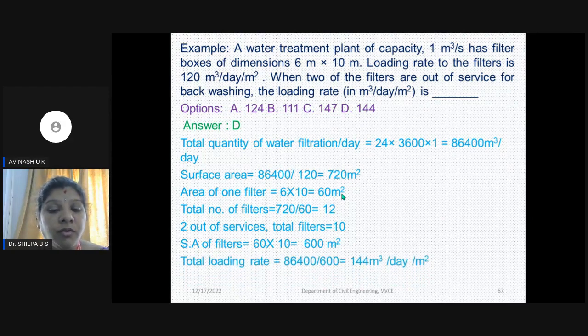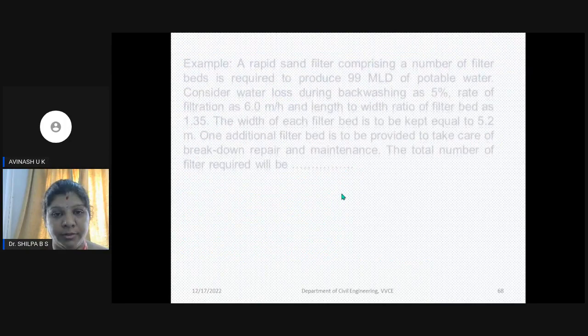So the quantity of water they are treating, 86,400 meter cube per day, divided by the surface area of the filter, 600, gives us the loading rate as 144 meter cube per meter square per day. That is the loading rate.